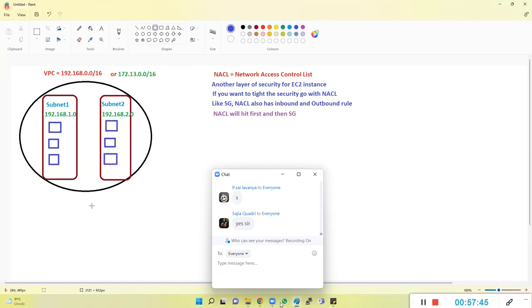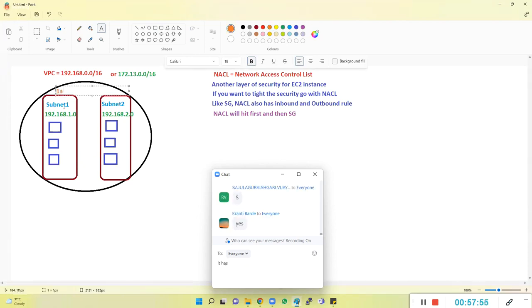Now you tell me, does this EC2 instance have availability zones or not? That means the subnet is associated to one availability zone, and this subnet is associated to another availability zone. And if I have another subnet, that will be associated to another availability zone. How many availability zones are there in Mumbai? If we have 3 availability zones, how many subnets will be there for the default VPC? 3 subnets only.